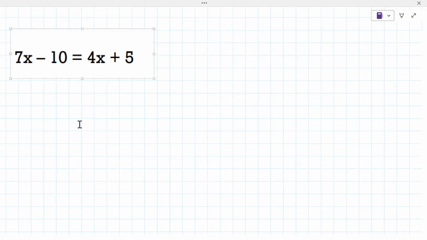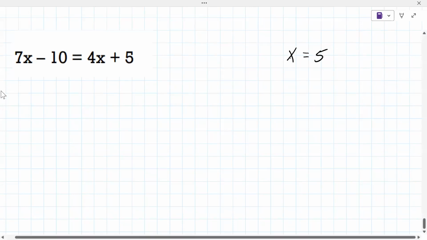So for that one, you got 10. Actually, I'm subtracting 4 first. So you get 3x, and then 10 equals 15. So x equals 5. X equals 5. Okay, did you try your answer? Check it. That's really important to do.